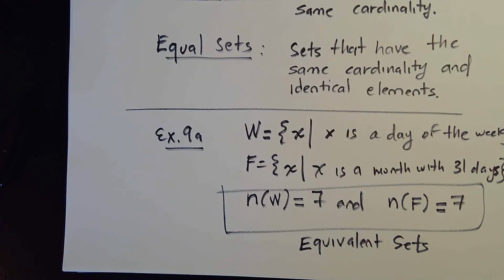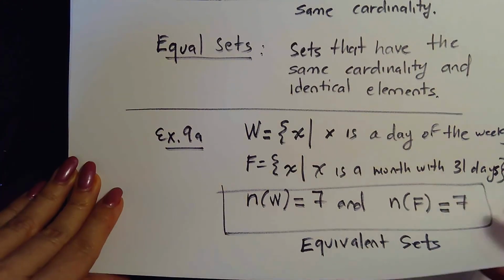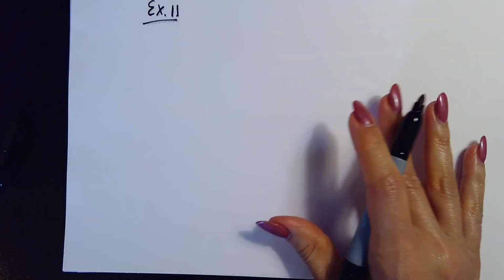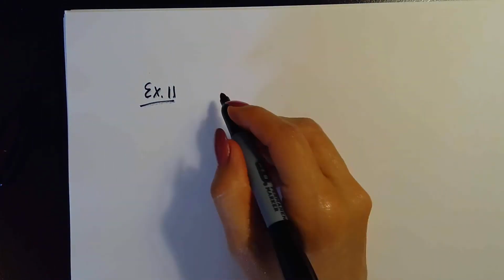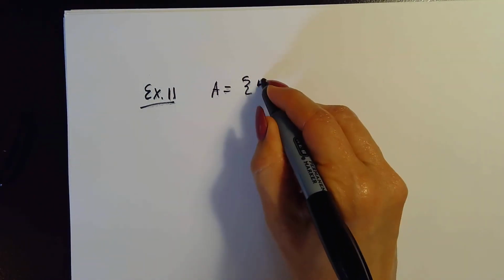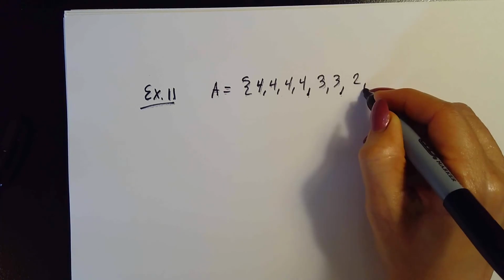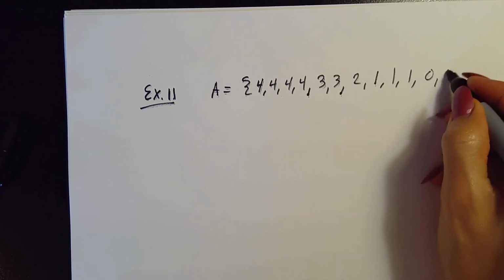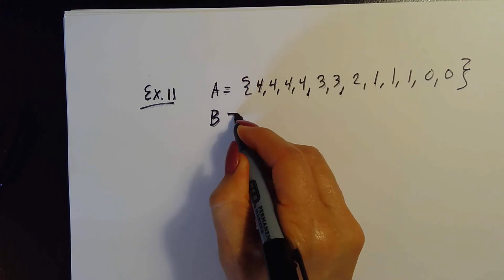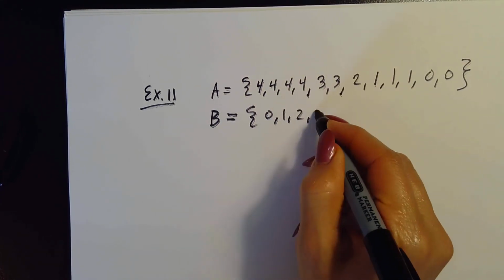Okay? All right. Now, I'm going to look at one last example, because I don't want to make this video too long. It's already 41 minutes. So let's look at example 11, and then you can do the others. This is the last example of this section 5.1, and I'm looking at A equals the set that has 4, 4, 4, 4, and then 3, 3, and then 2, and then 1, 1, 1, and then 0, 0. That's set A. And set B is the set 0, 1, 2, 3, and 4.